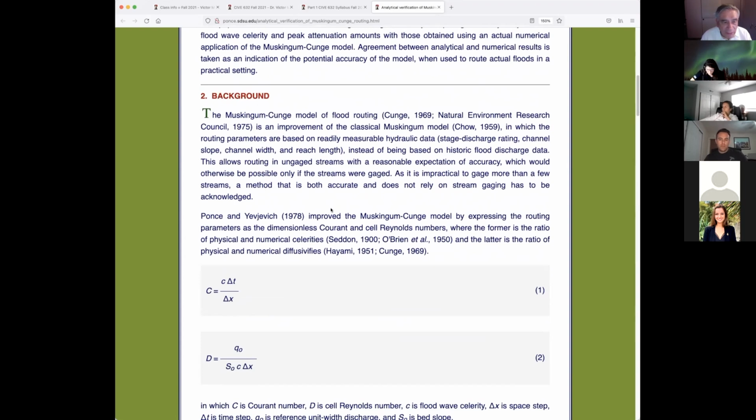So we're going to look at the background. The Muskingum-Cunge, an improvement method, uses repetition here. Now, this is important here. Muskingum-Cunge allows routing in ungauged streams with a reasonable expectation of accuracy, which would otherwise be possible only if the streams were gauged. In other words, for the Muskingum to use, you have to use a gauge, and you don't have any gauges. In hydraulics, you do, but in hydrology, you don't. Why? Because hydraulics is focused on a channel, and if the channel is important, it has already been gauged. And if it's not important, you don't have any business doing a calculation. It's one more channel of millions of channels.